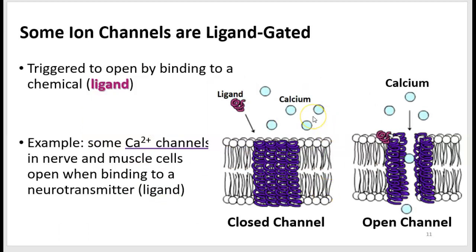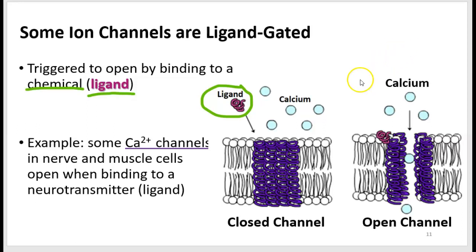Now I'm going to look at a channel that is gated, unlike the aquaporin. So these ion channels, there's two different ways they can be gated. This is the first way. They can be triggered to open by a chemical, and that chemical is called a ligand. I'll circle it here. That's the ligand. Therefore, we say that this channel is ligand gated.